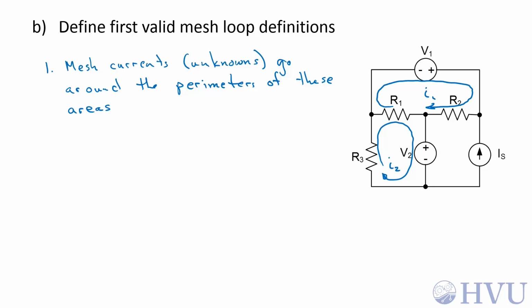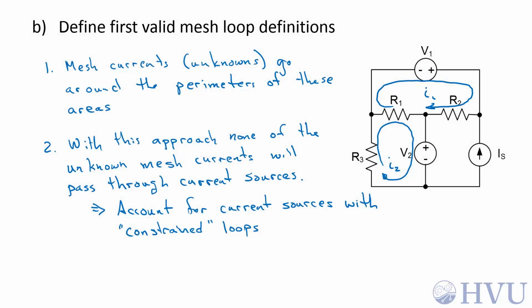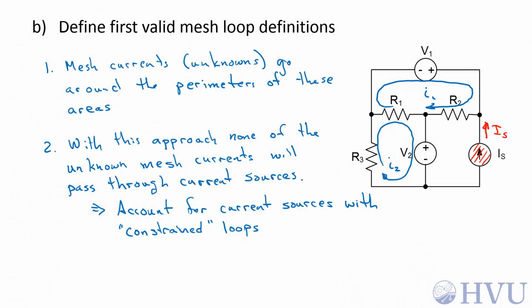Now when I use this approach, none of the mesh currents will go through current sources. I need to account for the current source currents separately. I'll do that with what are called constrained loops. So I know, for example, that there is a known current, I sub S, going through this current source in this assumed positive direction. I need to account for that current.